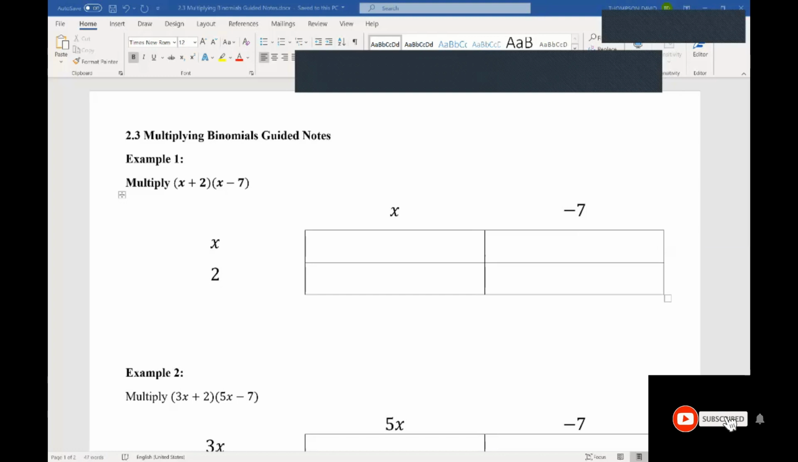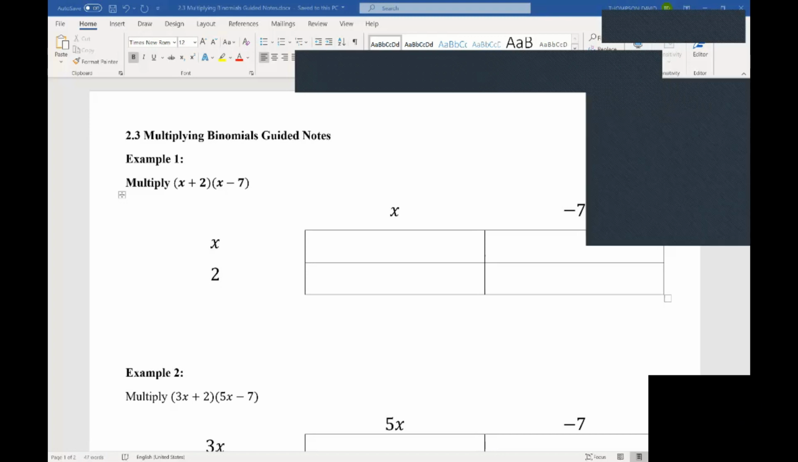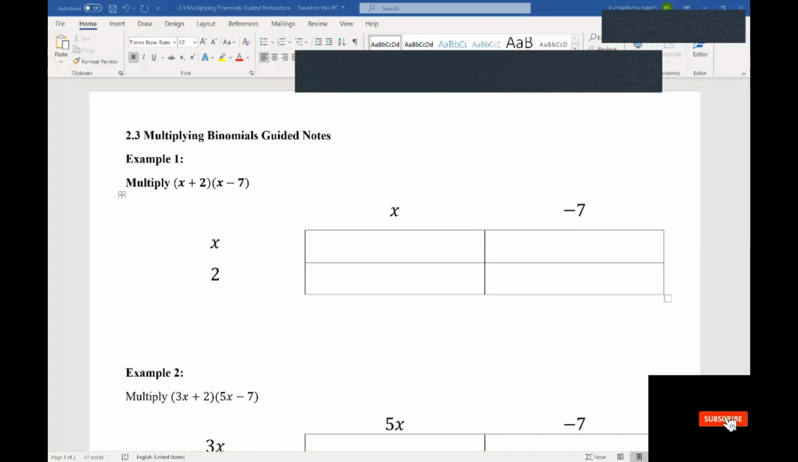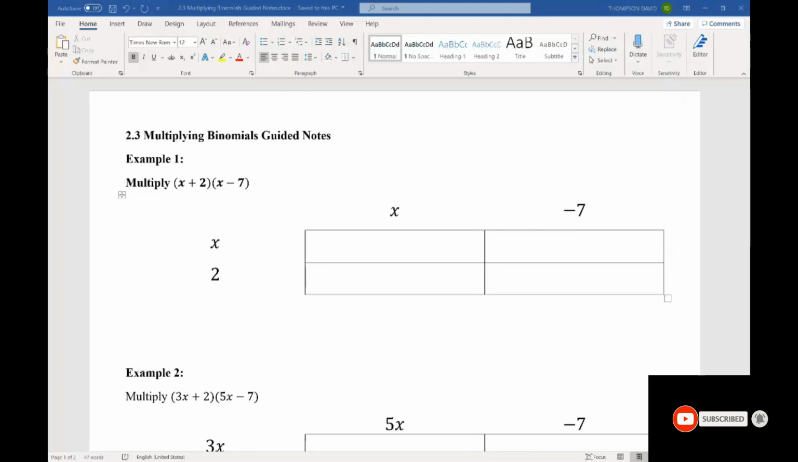In this video, we're going to talk about multiplying binomials. So let's start with example 1. We have x plus 2 times x minus 7. We're going to solve it using two methods, the box method or table method, and we'll also solve it using FOIL. First, let's solve it using FOIL. That's the traditional method that most parents are using.